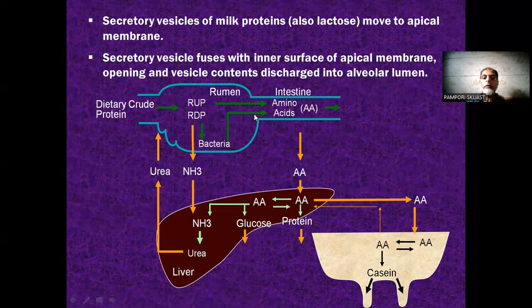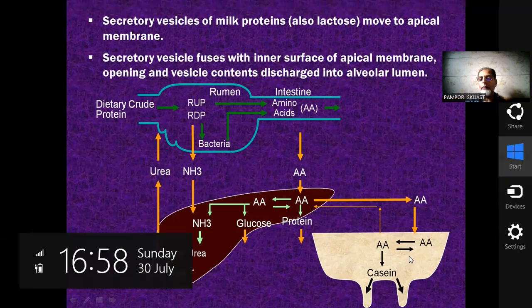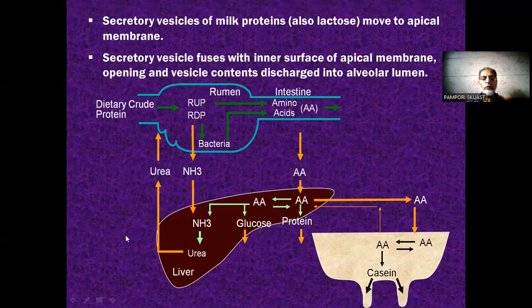This bacterial protein will come into the intestines and give amino acids. Urea and ammonia will come into the liver and be changed into urea. Then urea will be taken into the rumen itself, or secreted via the saliva into the rumen. These amino acids will come into the mammary gland and be made into casein through two sources.